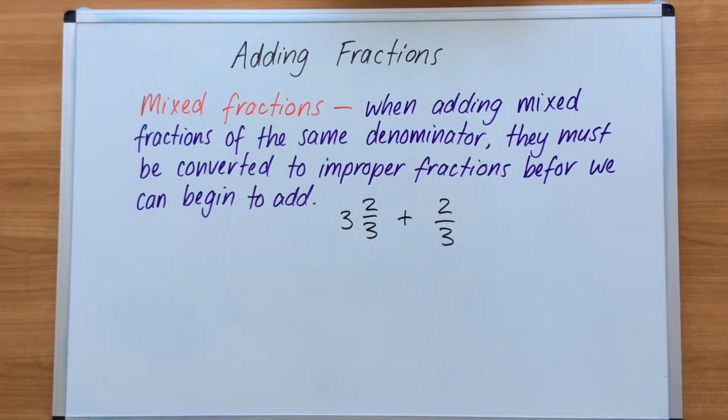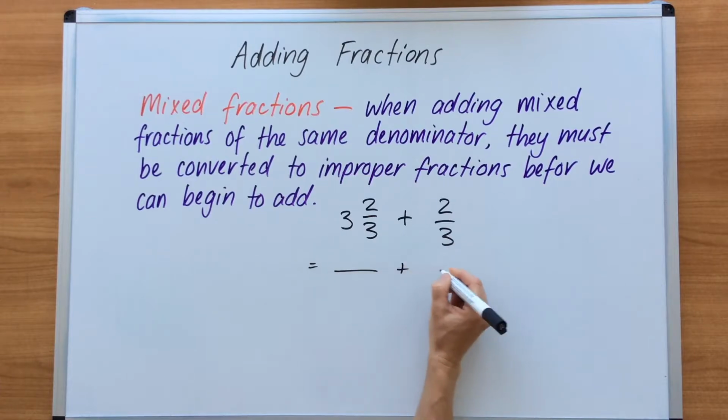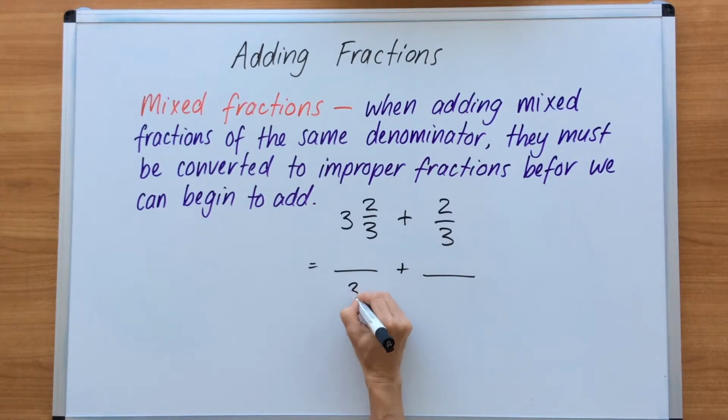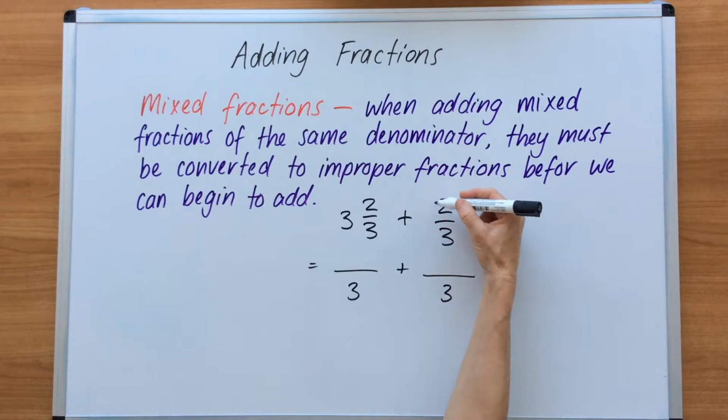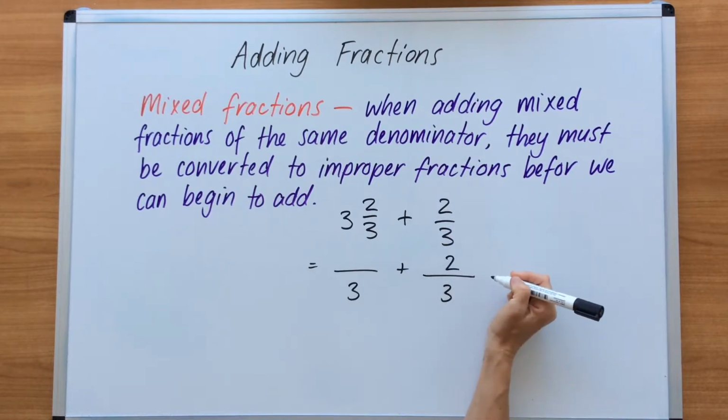For mixed fractions, when adding mixed fractions of the same denominator, and in this case it's the number 3, they must be converted to improper fractions before we can begin to add. So I'm just going to set this up here as you do, and you work down the page for fractions, like most things. We can see that the denominator is 3, and that's fine, it just stays the same. Now this fraction is proper, there's nothing wrong with it, we can simply drop that down.